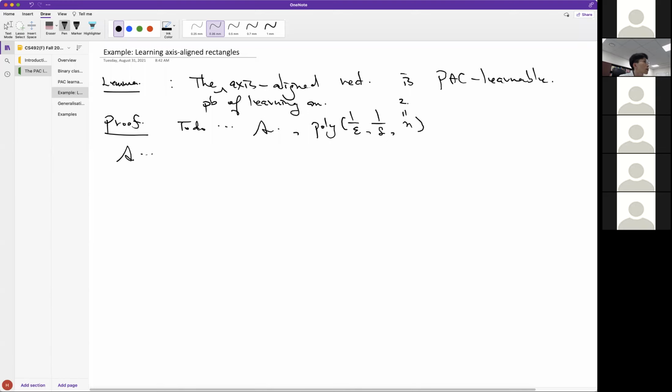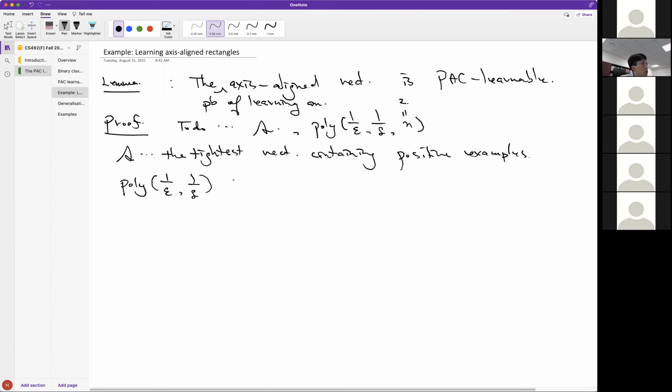Our A is the tightest-rectangle algorithm that I explained to you before: finding the tightest rectangle containing the positive examples. This can be computed in linear time. If you have a sequence of examples, you just go through it, pick the ones marked with 1, and find the tightest rectangle that includes all of them. That is A. Now for the polynomial in 1 over epsilon and 1 over delta.